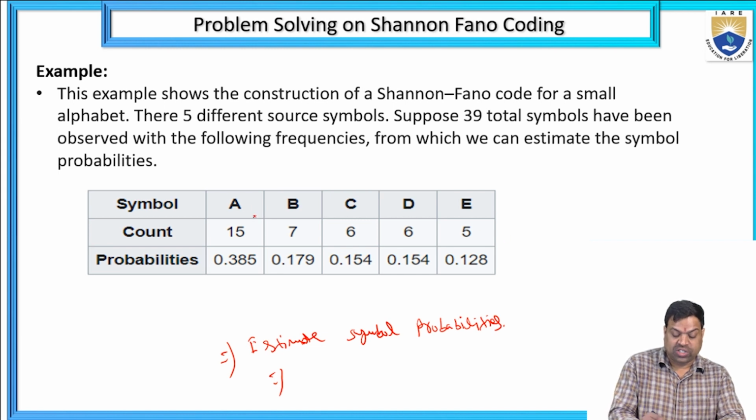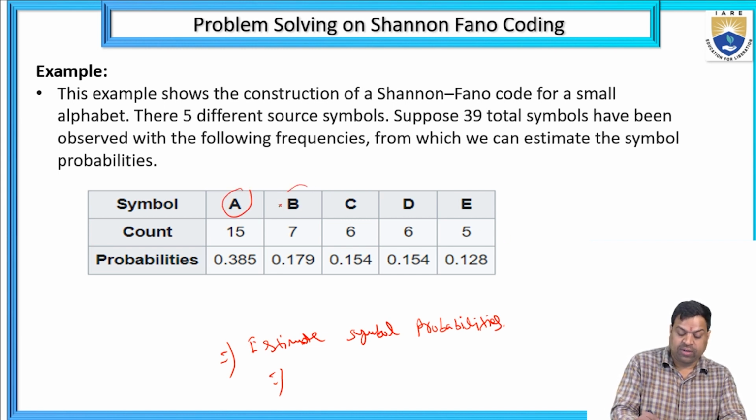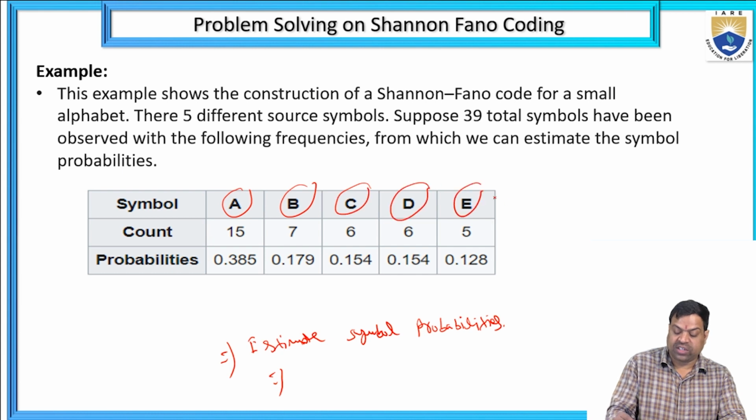So how are we estimating? Here the question already gives the symbols. How many symbols are there? A, B, C, D, E. How many symbols are there? 5 symbols.